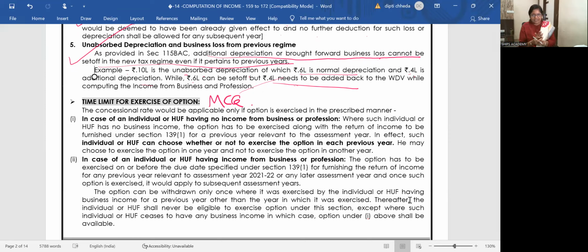Answer is yes. If you are not having income from business and profession, you are a salaried person or house property or retired, or only other source of capital gain, if you're not having business income, you can shift every year. Sometimes 115BAC and sometimes normal. Every year you have a choice. But if you are having business income, and if you go for it, continue following this only.